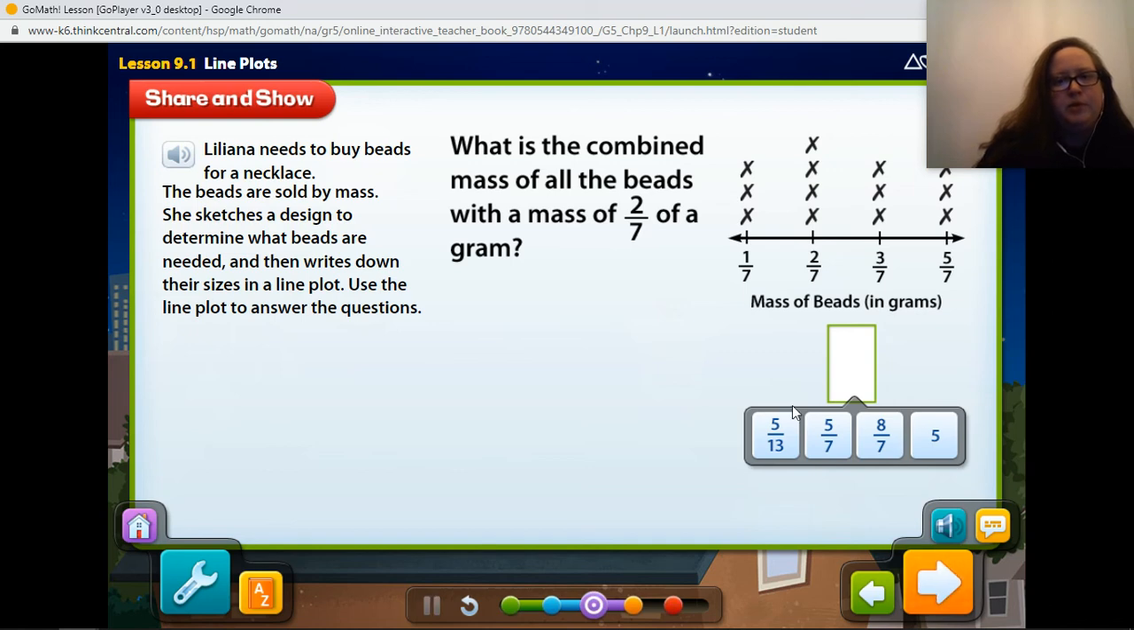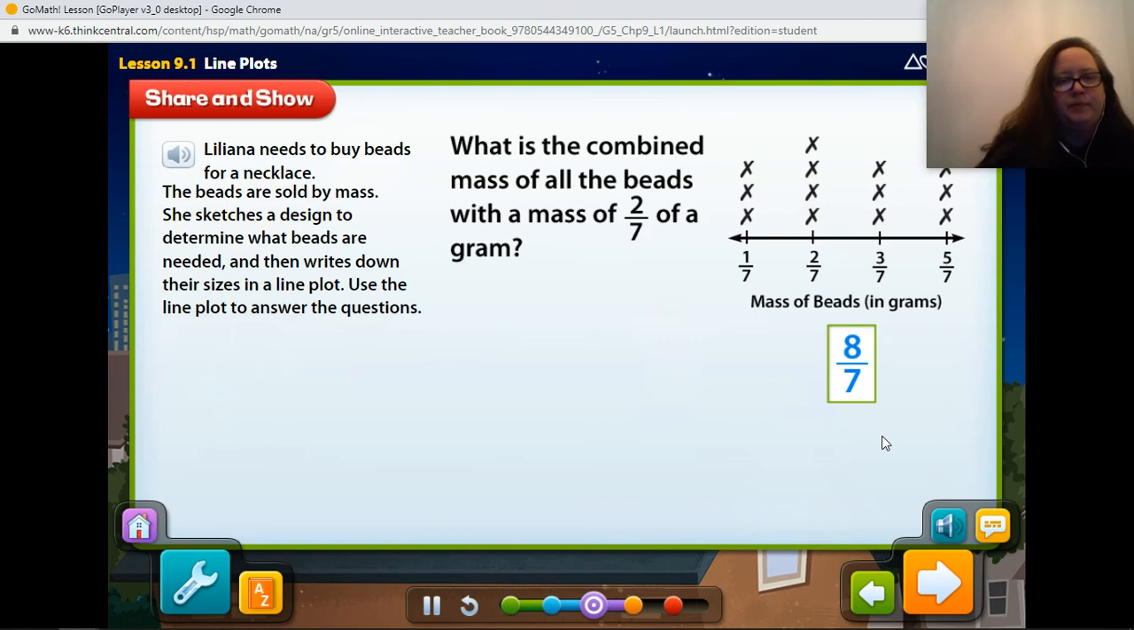So what we're going to do is there are 2 sevenths and there's 4 of them. So you're going to do 4 times 2 sevenths. In order to multiply, we're going to put the 4 over 1. So it's going to be 4 times 2, which is 8, and then 1 times 7, which is 7. So you're going to have 8 sevenths. Correct. The combined mass of all the beads with a mass of 2/7 of a gram is 8/7 grams.